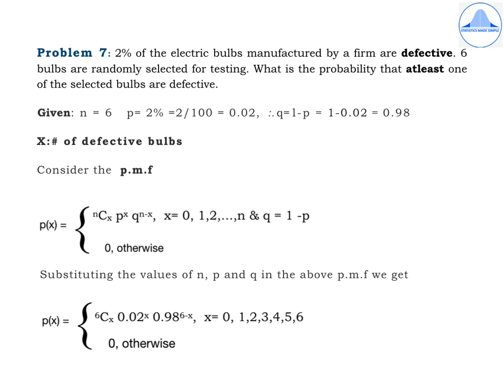The next step is to define X. So X denotes the number of defective bulbs. Then write the general format of the PMF: P of x equal to nCx, p to the power x, q to the power n minus x, where x takes the values 0, 1, 2 up to n, and q is equal to 1 minus p, 0 otherwise. Substitute the values of n, p and q to get the PMF as P of x is equal to 6Cx, 0.02 to the power x, 0.98 to the power 6 minus x, where x takes the values 0, 1, 2, 3, 4, 5, 6, 0 otherwise.